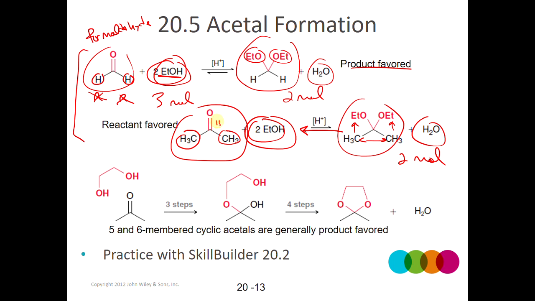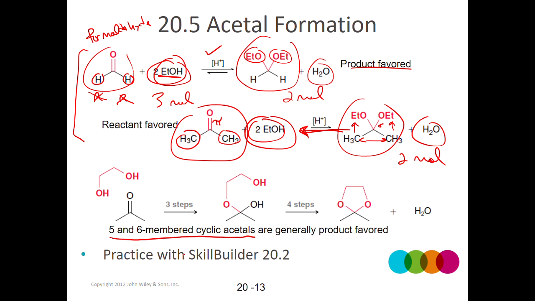Now going from the pi bond to the sigma bond makes it more likely it could be product favored. That's the main reason why this first reaction is product favored. But with the entropy favoring the reactants and a lot of sterics over here favoring the reactants, most of these reactions don't work because they're reactant favored. With the exception of 5 and 6 membered cyclic acetals.